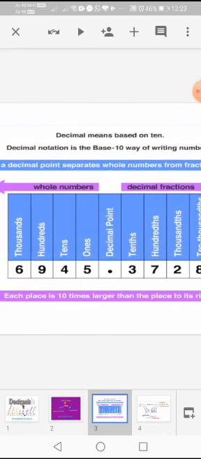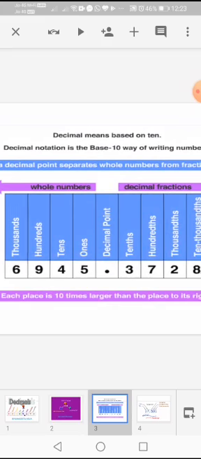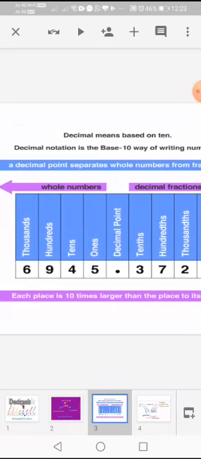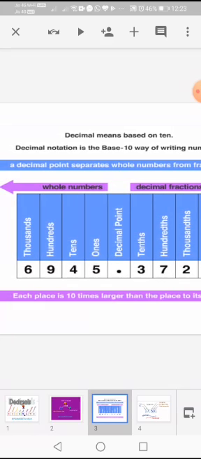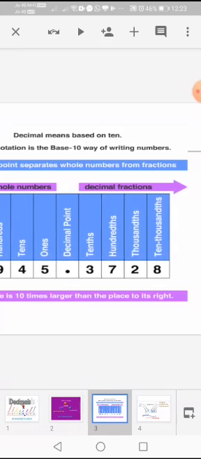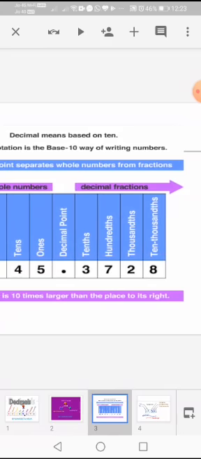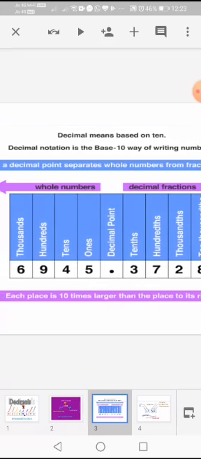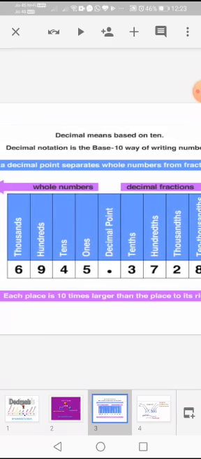Now this is a table. Decimal means based on 10. Decimal notation is a base 10 way of writing numbers. A decimal point separates whole numbers from fractions. The right side is decimal fractions and the left side is whole numbers. Every place is 10 times larger than the place to its right. So the place value of the number becomes 10 times as it goes from right to left, but when it goes from left to right, the value of it changes by 1 by 10.